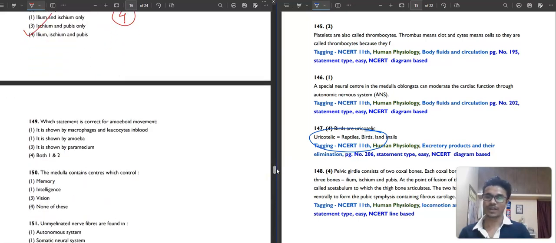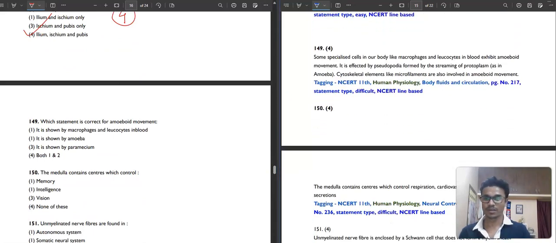Which statement is correct for amoeboid movement? Let's just see. It is shown by macrophages and leukocytes in blood. Correct. Then it is shown by amoeba, also correct. It is shown by paramecium. No, paramecium doesn't show amoeboid movement. So fourth option, both 1 and 2, is your correct answer.